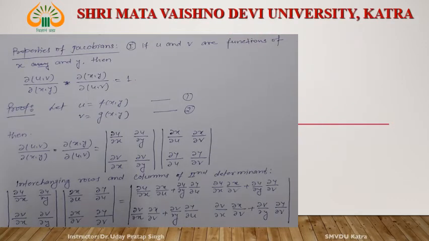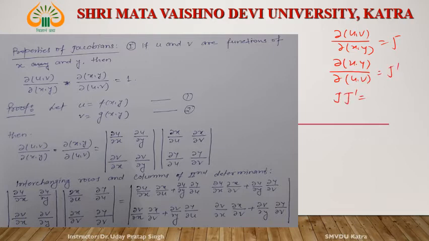Now see the properties of the Jacobian. Now see the first property. What is the first property? If u and v are functions of x and y, then ∂(u,v)/∂(x,y) is equal to J, and ∂(x,y)/∂(u,v) is equal to J dash. Then the first property says that J dash is equal to 1 over J. It means these two numbers are inverses of each other.